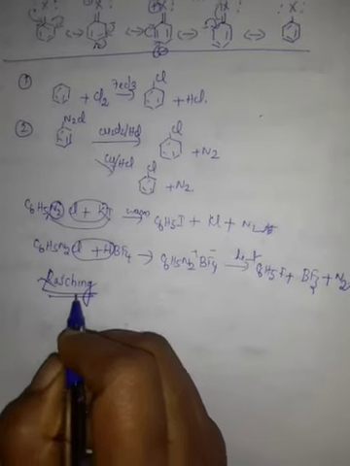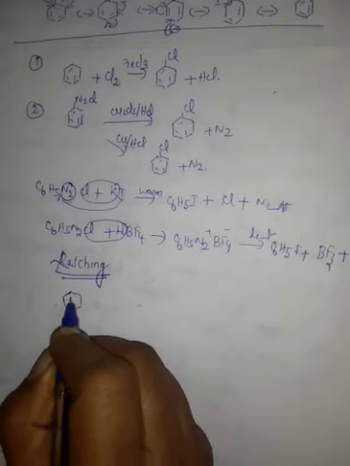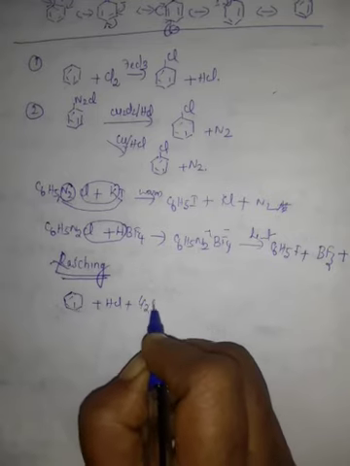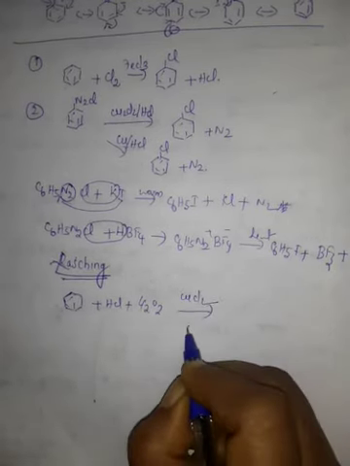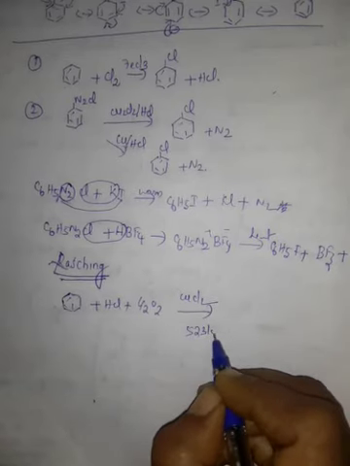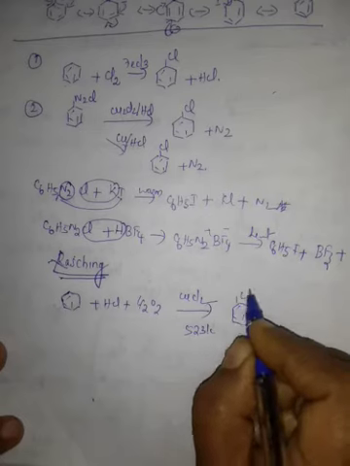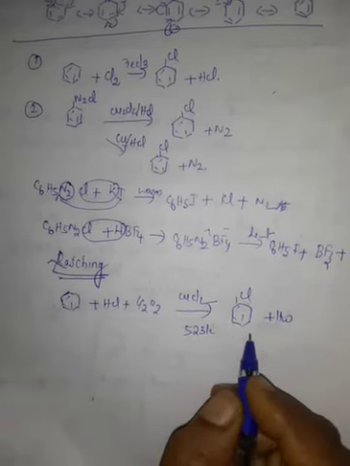Raschig process: benzene treated with HCl and oxygen in the presence of copper chloride at 523 Kelvin, giving chlorobenzene plus water.